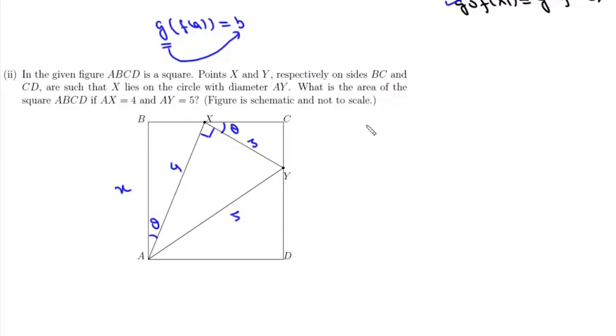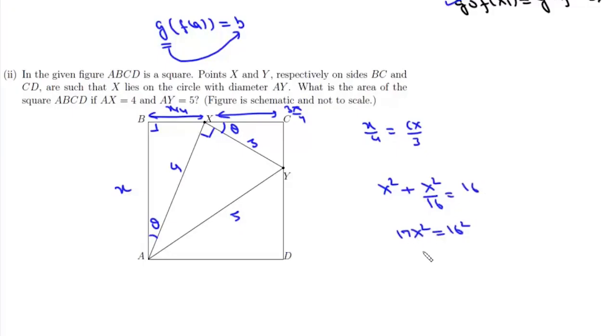Now these two triangles, XBA and YCX, they are similar. So from here we can write x upon 4 will be equal to CX upon 3. So this CX is 3x by 4, so this BX will actually be x by 4. Now in this right angle triangle, we have x by 4 and 4. Using Pythagoras, we can write x square plus x square by 16 will be equal to 16, or 17x square equals 16 square, or x square is simply 16 square by 17, and this x square is actually nothing but the area of this square, which we need to find.